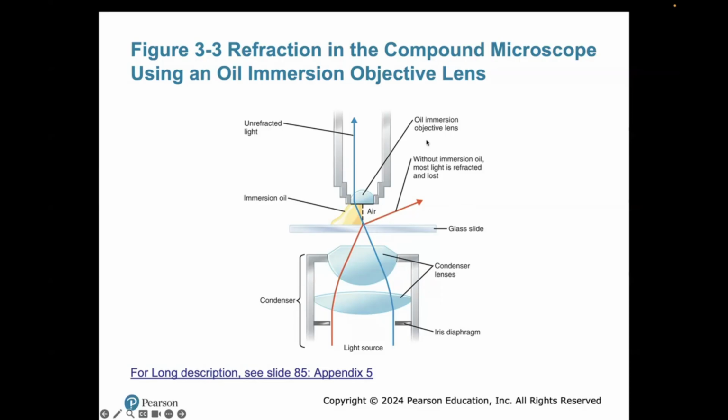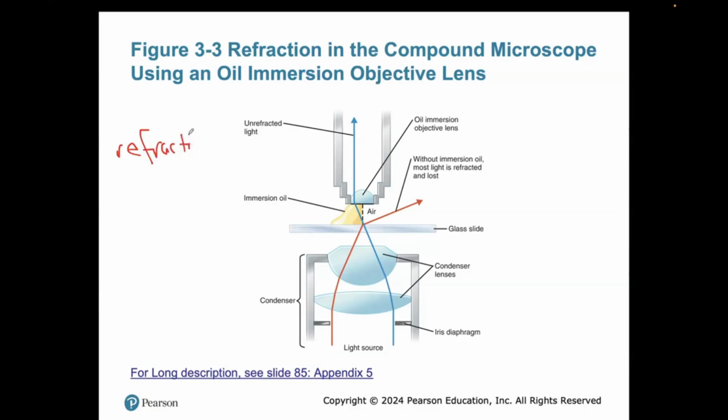But if you look at the specimen under the 100x, the oil immersion objective lens, without using oil, most of that light is going to refract and bend away and not travel through the objective lens. You're going to lose a good bit of that. So what happens is you add the immersion oil, because when we look at refractive indices, the refractive index for these different mediums are as follows.